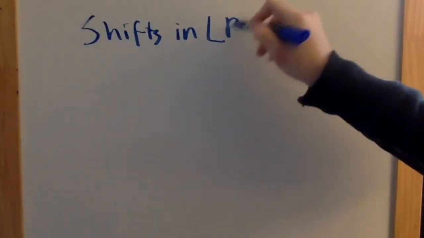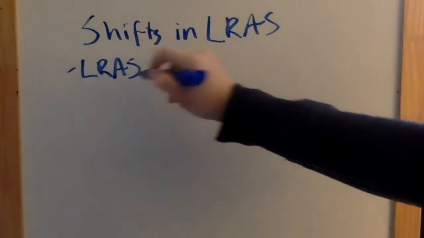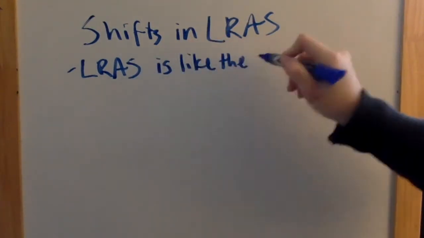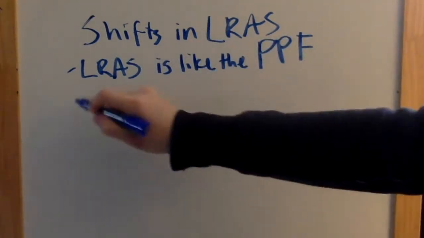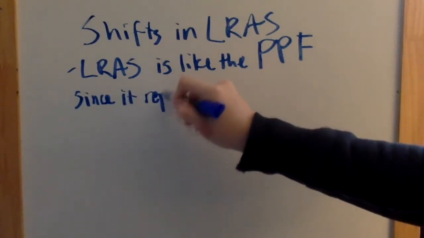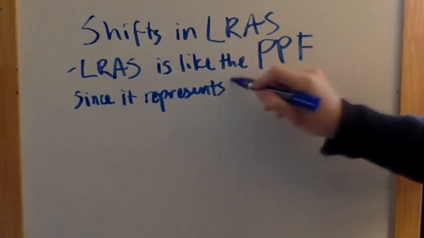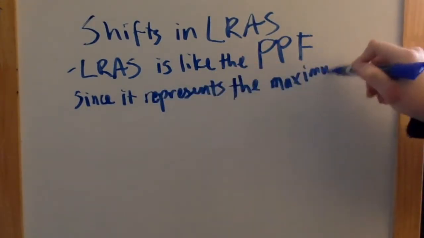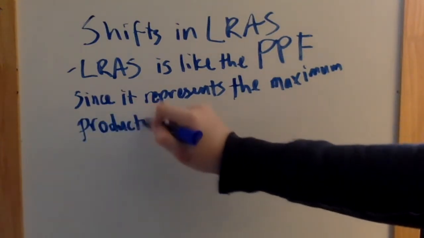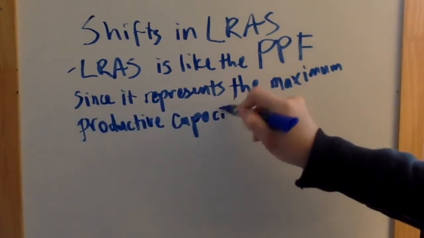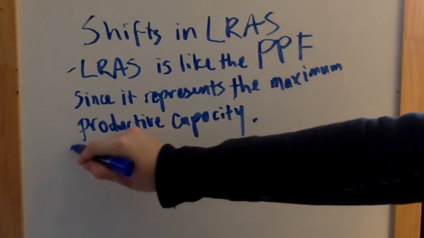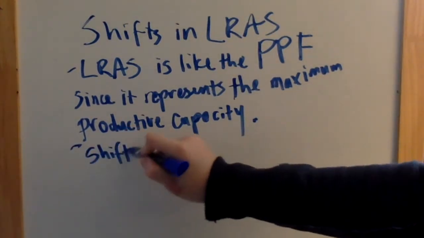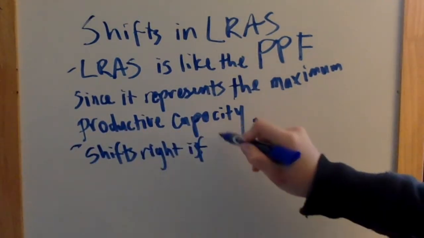Now on to long-run aggregate supply. You can think of long-run aggregate supply like the PPF curve, because it represents maximum productive capacity. It only shifts outwards when there's an increase in the quantity or quality of the factors of production. So this could include technological advances, quantity of capital, research and development, more population, and thus more labor, education, and an increase in infrastructure, etc.